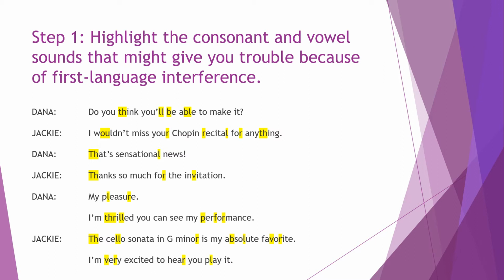The B sound and the V sound can be troublesome for a lot of you. So I've highlighted the B in able and absolute, and the V in invitation and favorite. The lax vowel is hard for a lot of non-native speakers, so I've highlighted it in wouldn't. Remember that would, W-O-U-L-D, and wooed, W-O-O-E-D, are two different words in English with two different pronunciations.